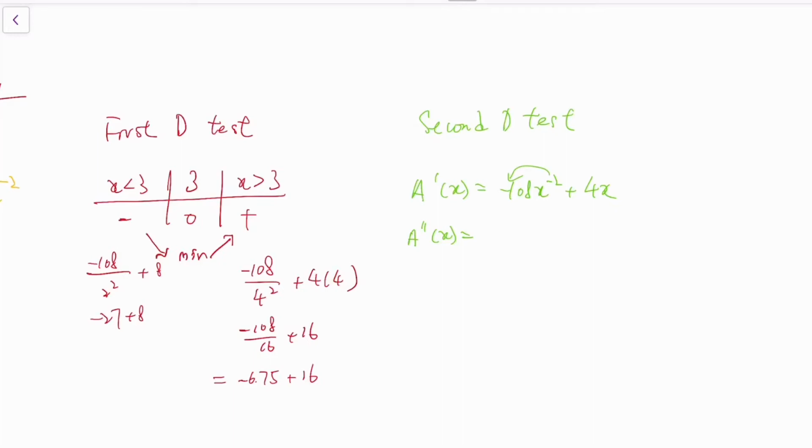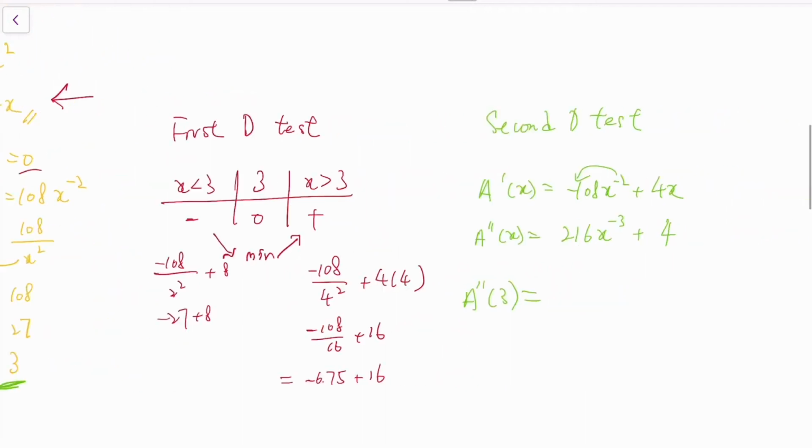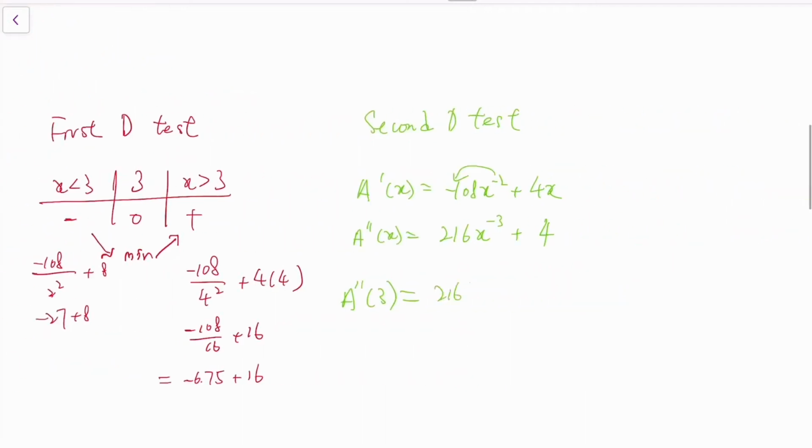You drop the negative 2, so negative, negative, positive. 2 times 108 is 216, x to the power of negative 3, because you take away 1 from the power, plus differentiate 4x is 4. And then what you do is you plug in the value you found into the second derivative. Again, not the easiest thing to do without a calculator, which is again probably why they won't ask you to do it.